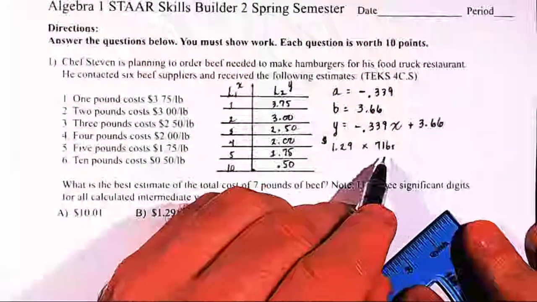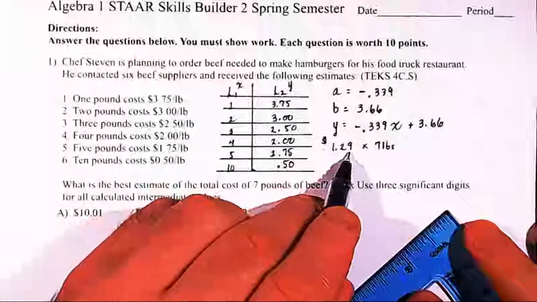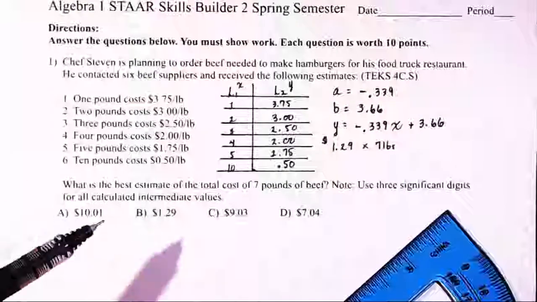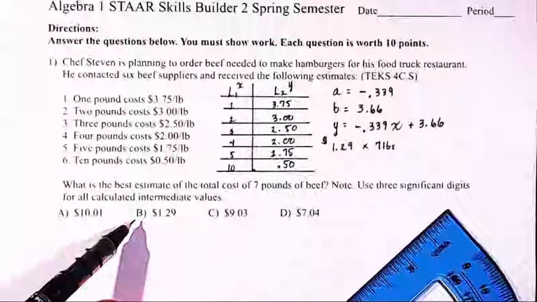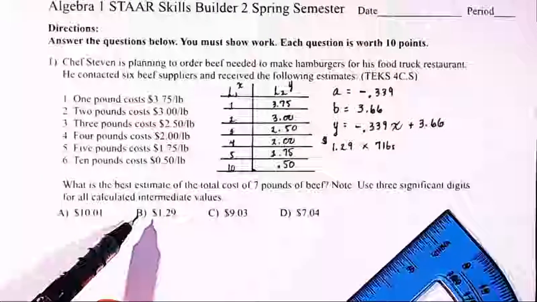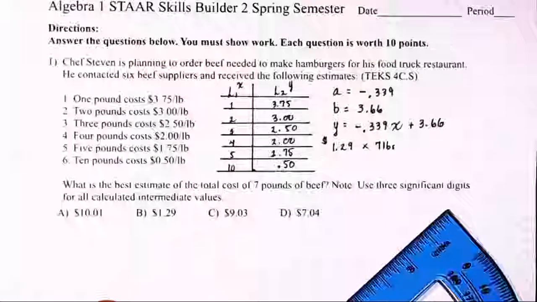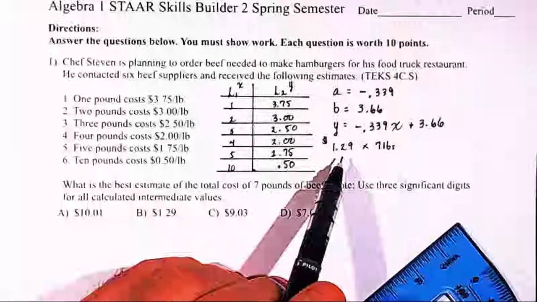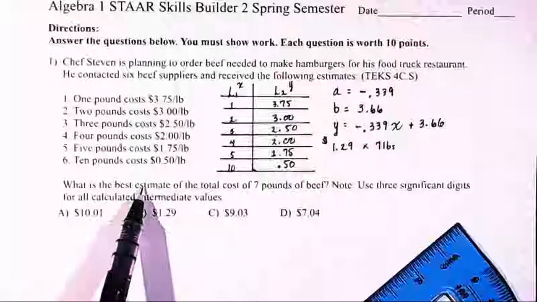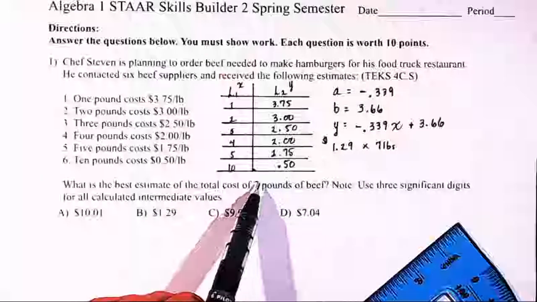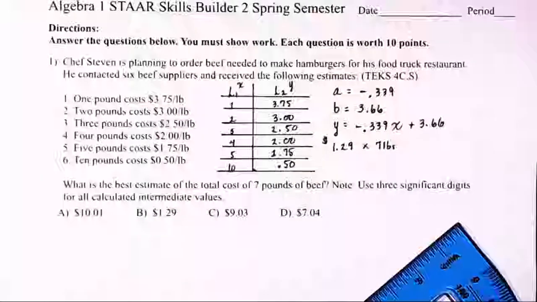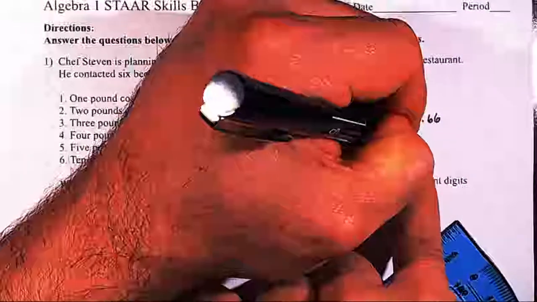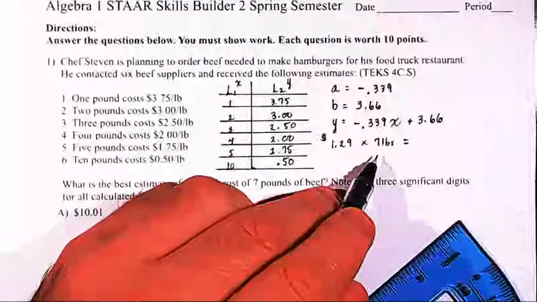Now I'm over here, and I've written $1.29 times 7 pounds. This is crucial. Notice that answer B says $1.29. Now many students see that and they think that's it. But remember, $1.29 is just per pound. And it says here, what is the best estimate of the total cost of 7 pounds of beef? All right, so we actually need to multiply the cost per pound times the number of pounds.